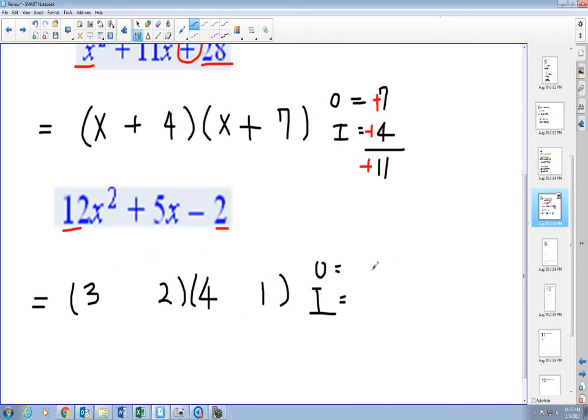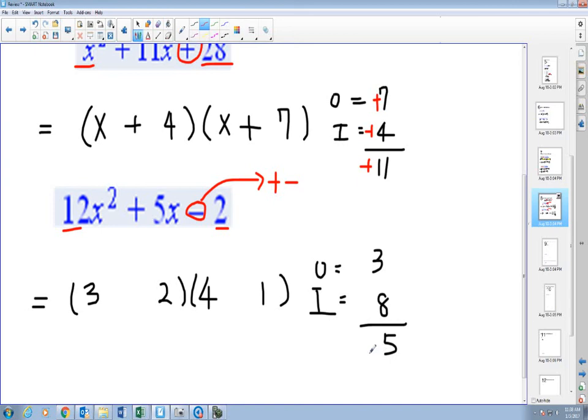So right now my outer is 3, my inner 2 times 4 is 8. So I'm going to make sure my inner and outer combined can give me my middle term 5. And yes, it can give me a 5 if I what? Subtract them. So when the last sign is a negative, that means my inner and outer have got to be subtracted to get my middle term. When the last sign is negative, that means my signs for the parentheses are 1 positive and 1 negative. So who gets what depends on the middle term.